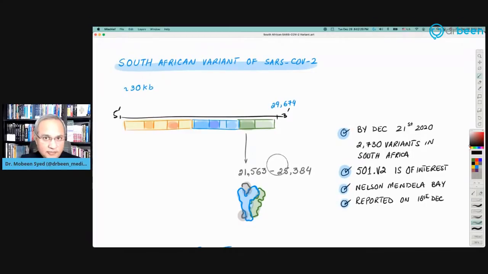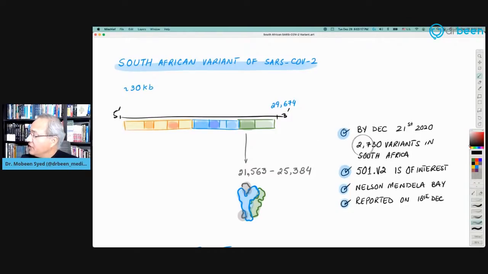The South African variant was reported on 21st December. However, this report contained 301 variations of the SARS-CoV-2 that were observed in South Africa since November. So from the start of November till the 18th of December, South Africa had found 301 variants. So this was in South Africa from November till 18th December and not before that, because this variation was not reported before November.